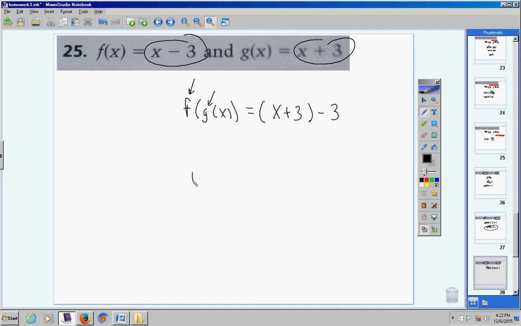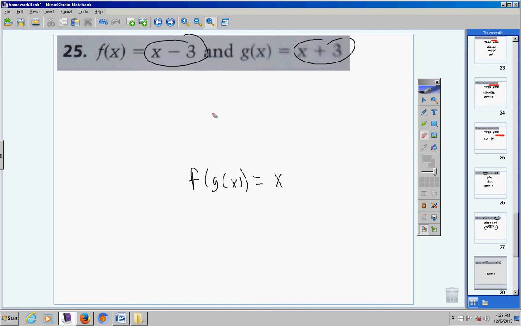And so our final answer would be f of g of x equals x plus 3 minus 3, which of course positive 3 and negative 3 is 0, so you just have x plus 0 or just x. Okay, so f of g of x equals x. Now let's solve for g of f of x.